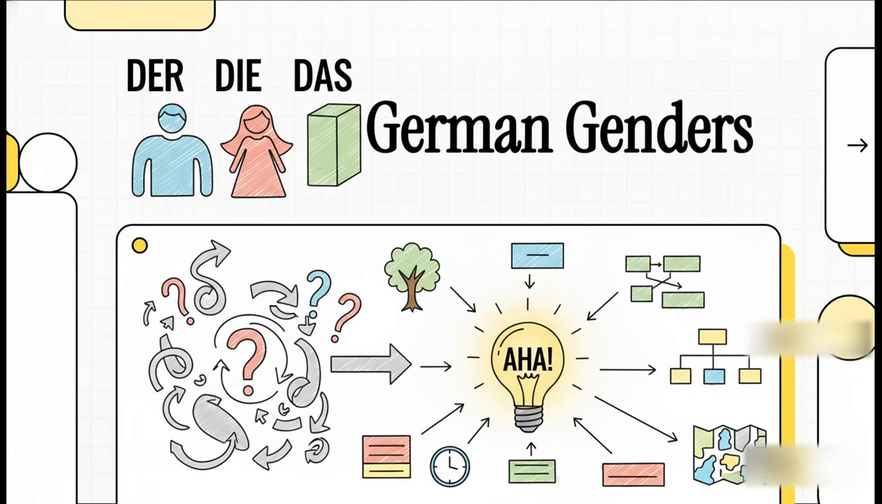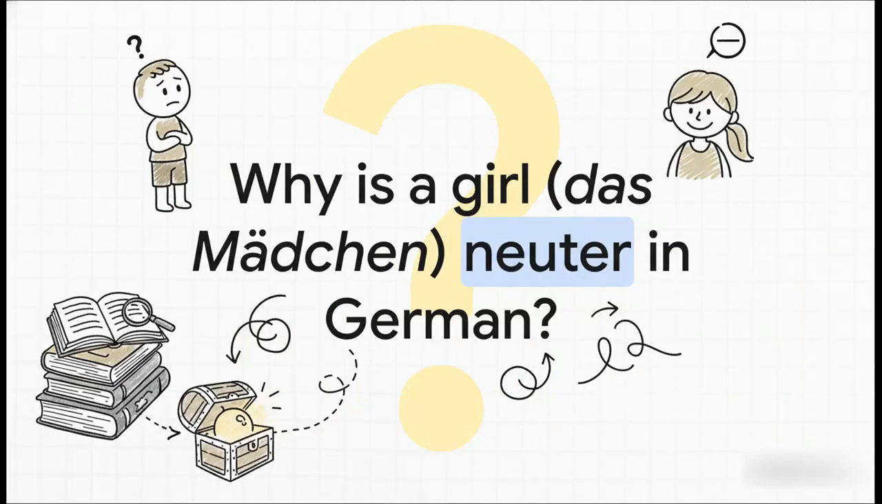All right, let's talk about it. We're going to tackle what might be the most feared part of learning German: those three little words, der, die, and das. But what if I told you there's a hidden logic to it all, that it's not just a random guessing game? Let's just dive right in with the classic example, the one that makes everyone's brain hurt.